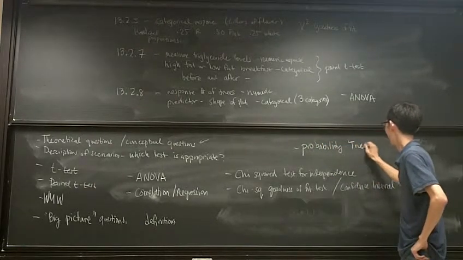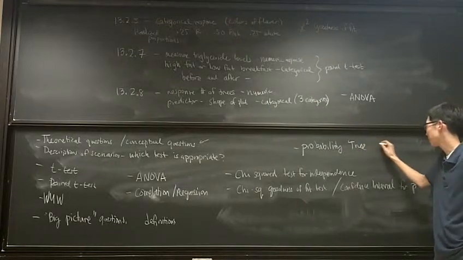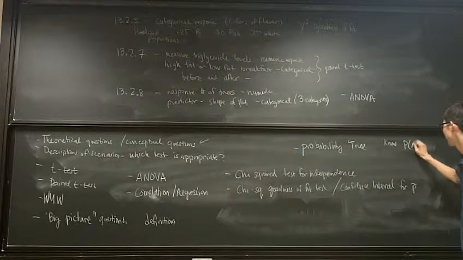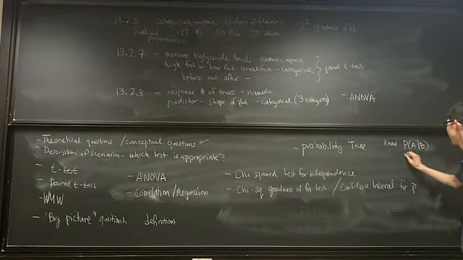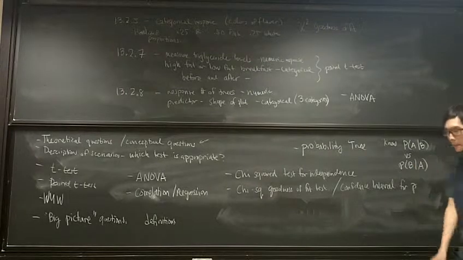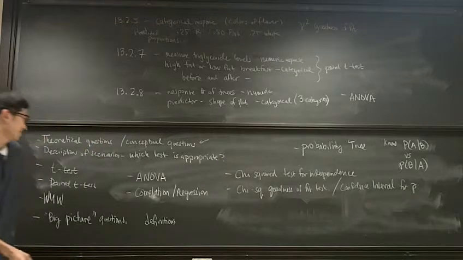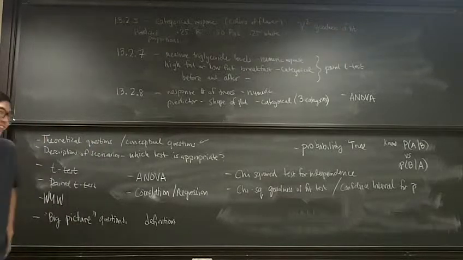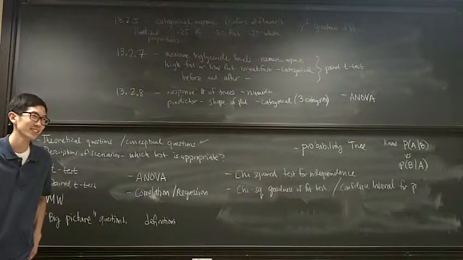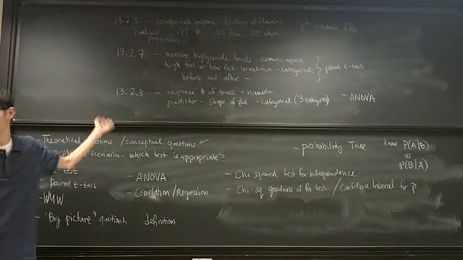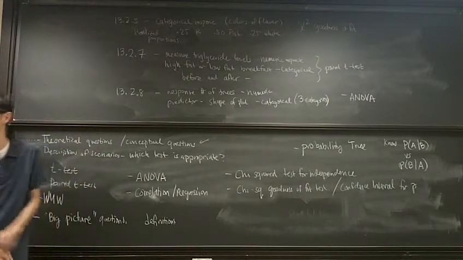Okay. Alright, and then for the probability tree, know probability of A given B versus probability of B given A. Okay. I'm not trying to be evil. It's just we covered a lot in this class.